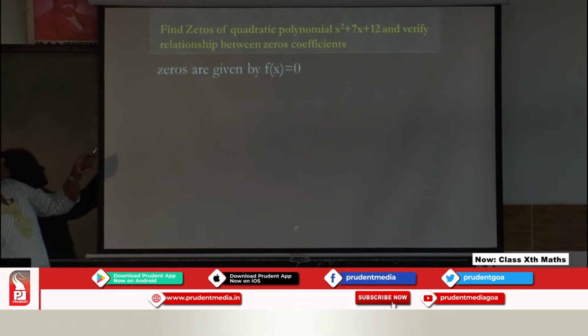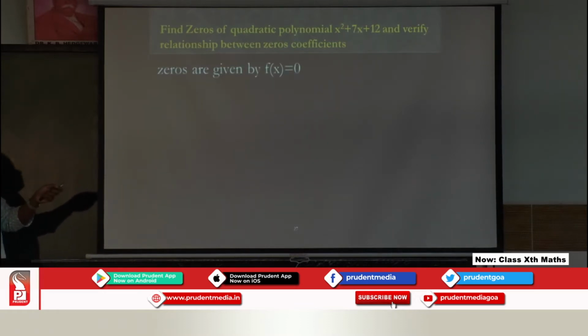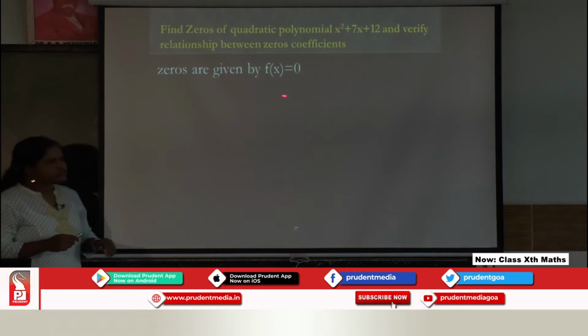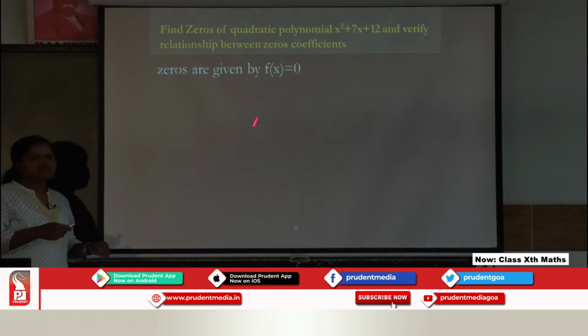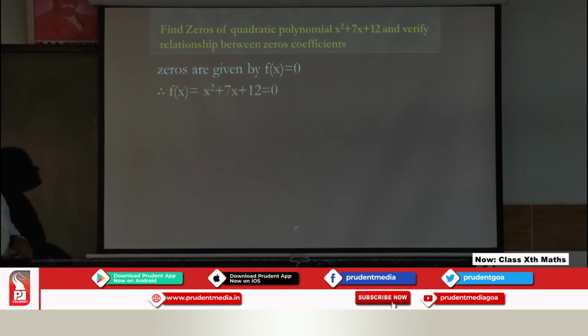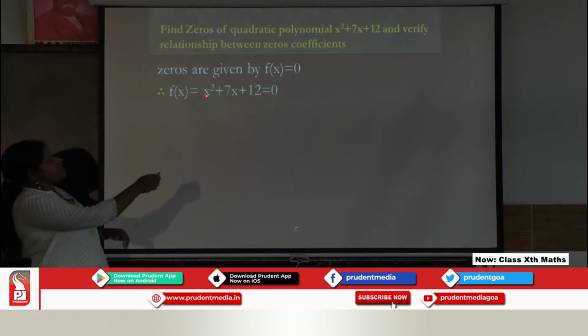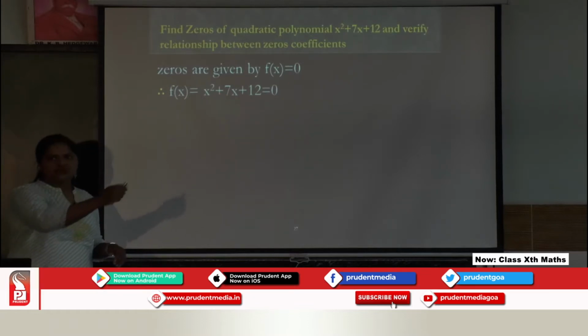So it's given here, find zeros of the quadratic polynomial x square plus 7x plus 12 and verify the relationship between zeros and coefficients. See, now here the polynomial is given and what we are supposed to do is find its zeros. So what do we do? We always equate it to 0 first, whichever polynomial is given. So I substituted that polynomial, x square plus 7x plus 12 is equal to 0.